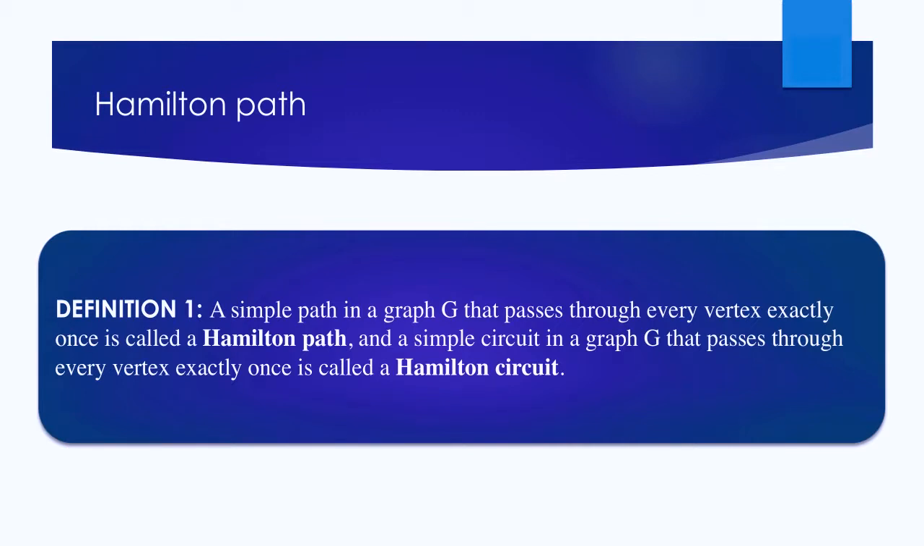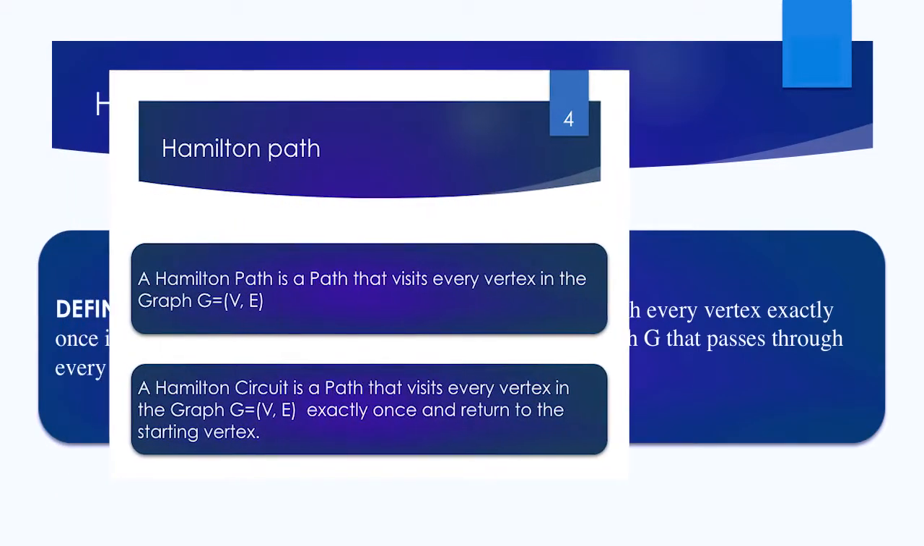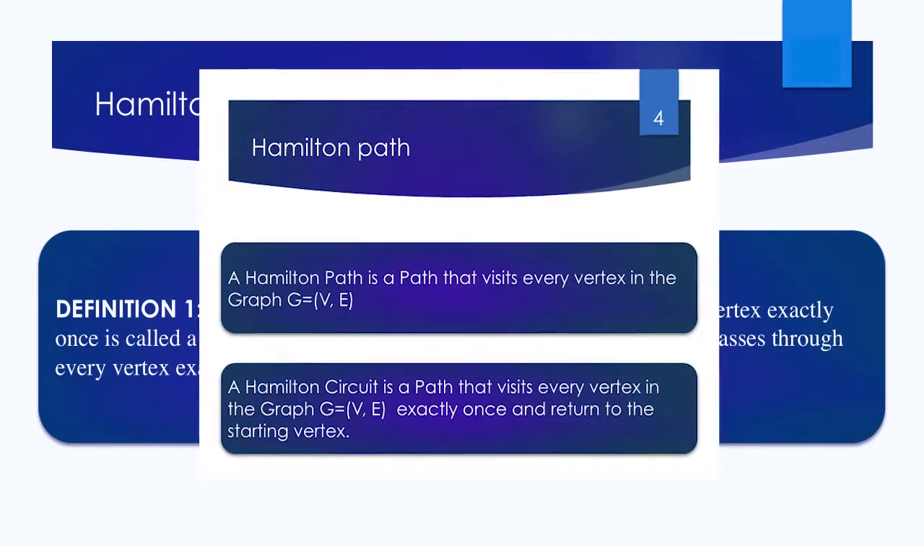A simple path in a graph G that passes through every vertex exactly once is called a Hamilton path. And a simple circuit in a graph G that passes through every vertex exactly once is called a Hamilton circuit.